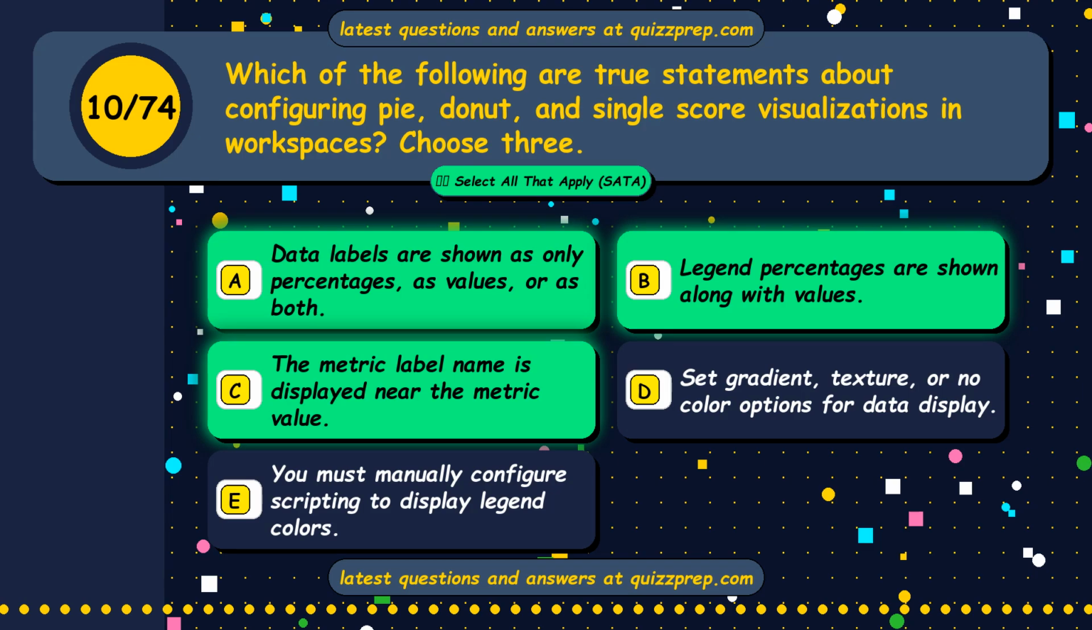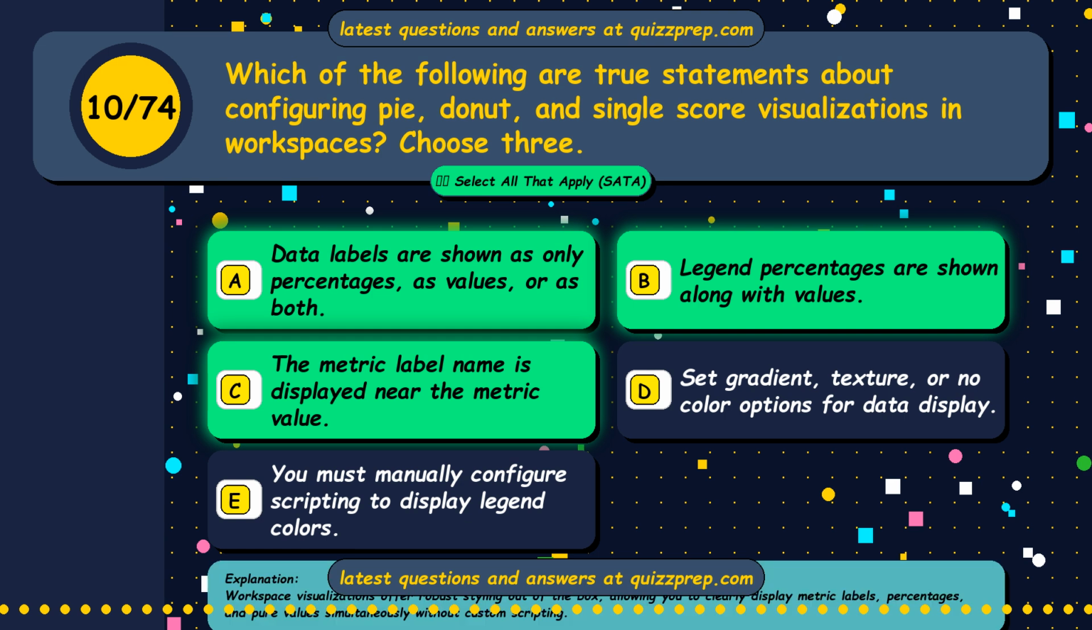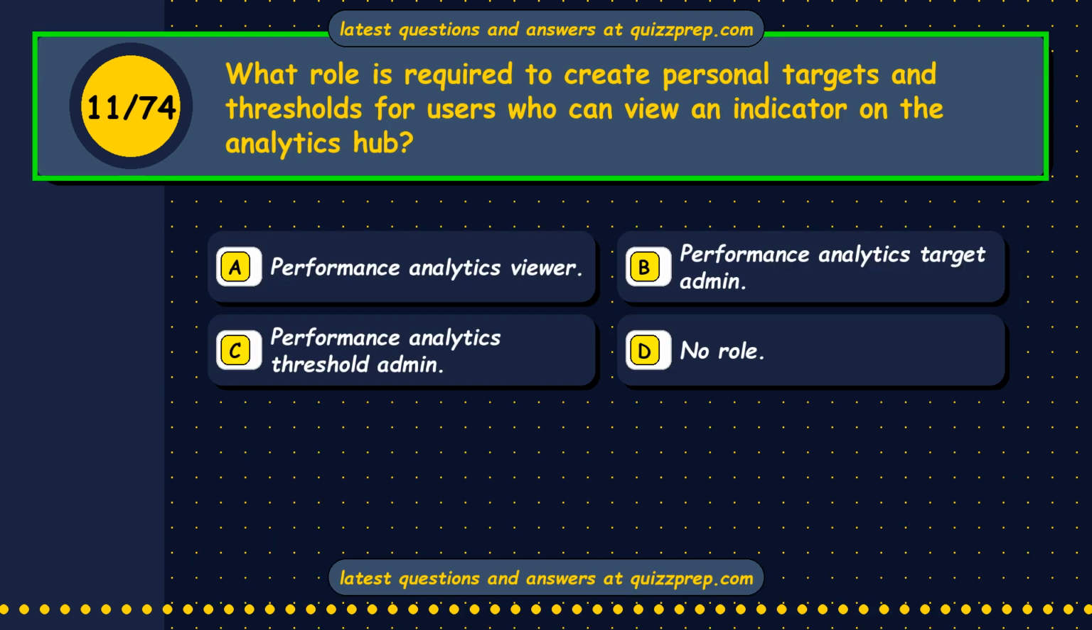The correct answers are options A and B and C. Data labels are shown as only percentages, as values, or as both. Legend percentages are shown along with values. The metric label name is displayed near the metric value. Workspace visualizations offer robust styling out of the box, allowing you to clearly display metric labels, percentages, and pure values simultaneously without custom scripting.